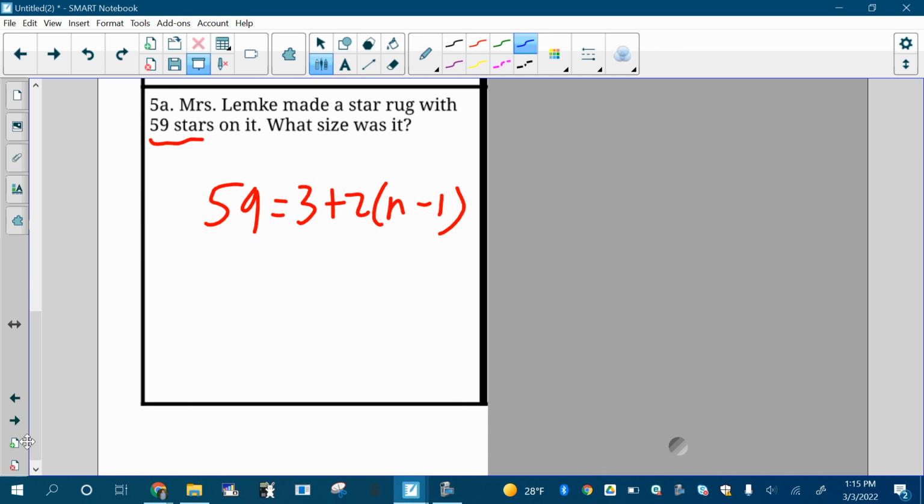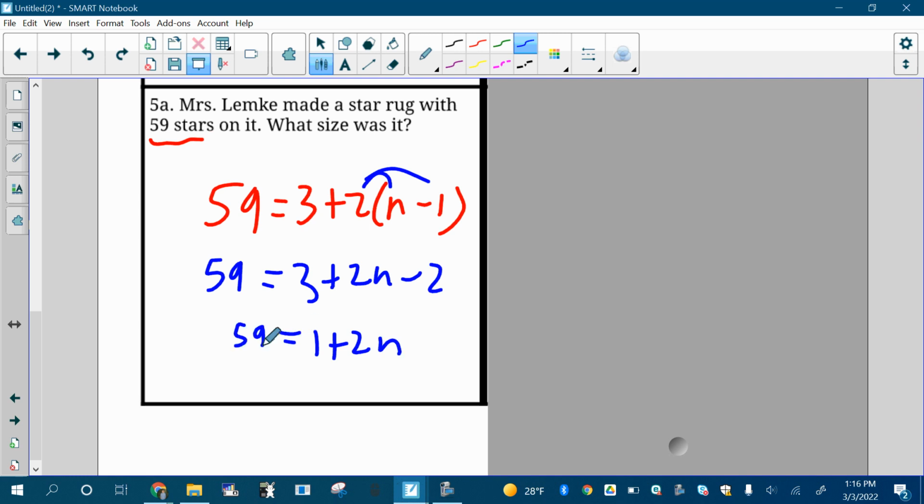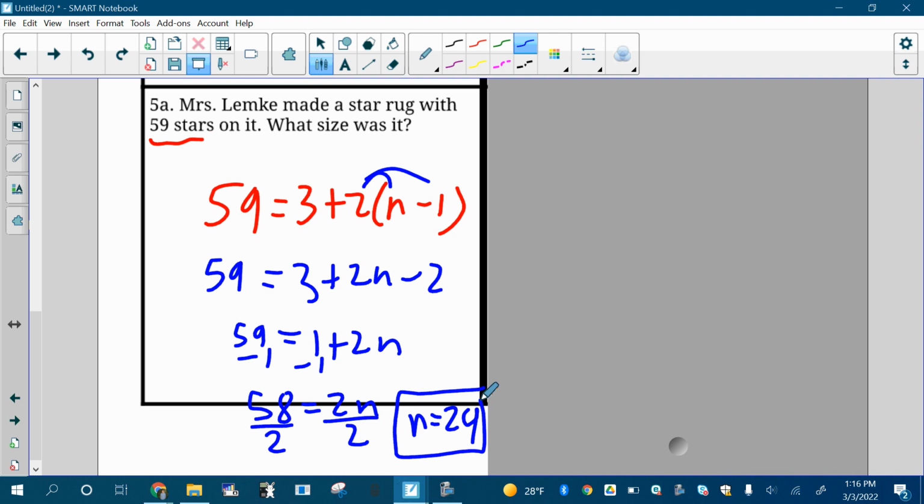Okay. I'm going to solve this equation. Lots of ways to solve this. I'm just going to solve it one way. You guys know how to solve a linear equation. Distribute. Combine like terms. Subtract 1 from both sides. Divide both sides by 2. I get that a size 29 rug would have 59 stars on it. Okay? Cool.